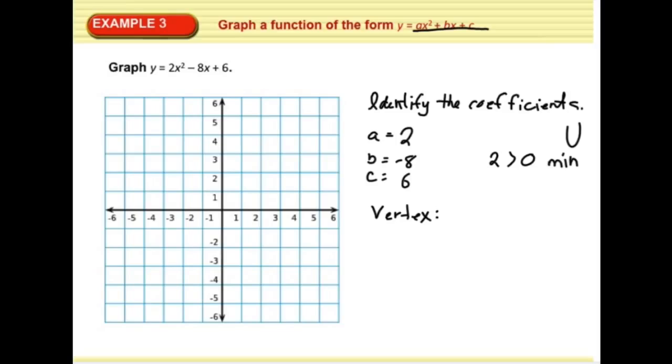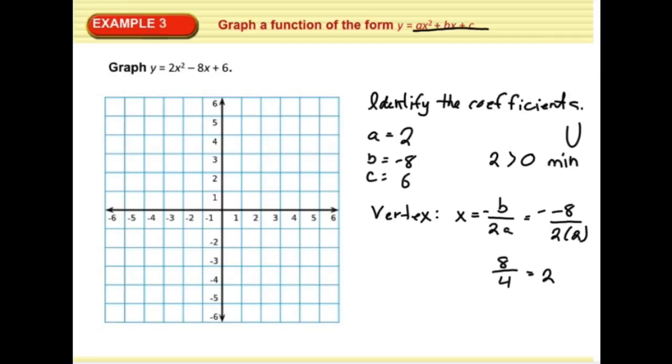So the formula for the vertex I gave you in the last video, the x-coordinate is equal to negative b over 2 times a. So in this case, I have negative negative 8 over 2 times 2. Because I have a double negative, it turns into a positive. So I have 8 over 4 equals 2. So the x-coordinate for my vertex is going to be 2.